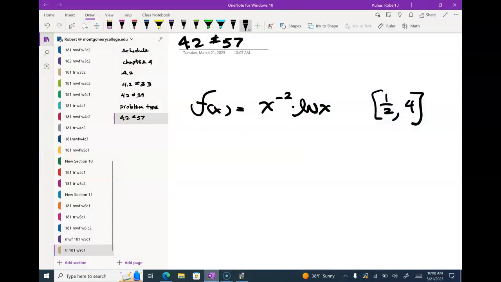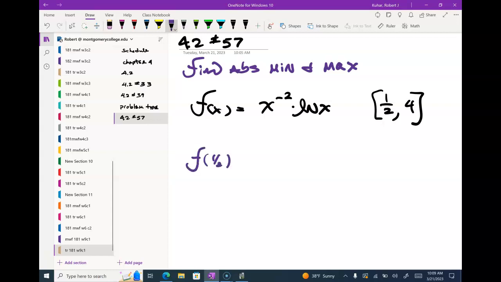Nice. So we got to find our endpoints, right? So the question is find the absolute min and max. The function is obviously continuous, right? They gave me the closed interval, and I know my first step is graph it, done, and then find the height at 1/2 at the first endpoint, right? So this is ln of 1/2 over 1/2 squared, right? X to the -2 is 1 over x squared. So I get 4 ln of 1/2.